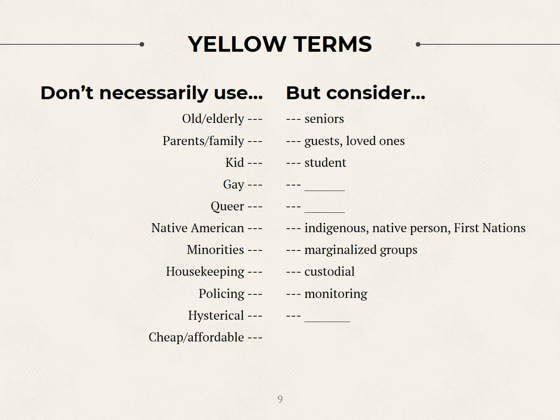Using cheap and affordable are tough because it assumes everyone is at the same income level. It's a relative term and is best to avoid in general.